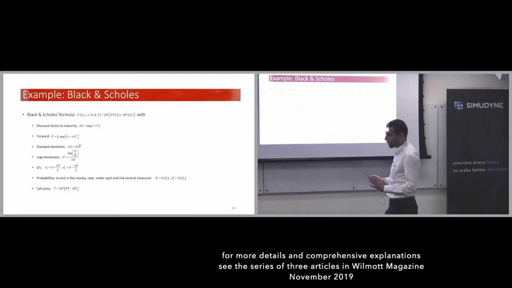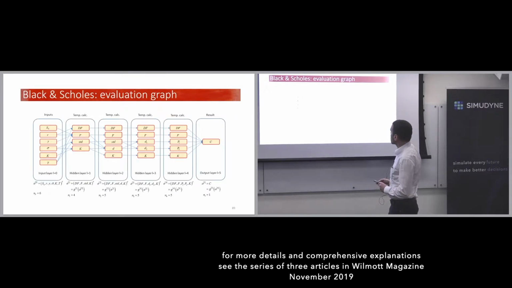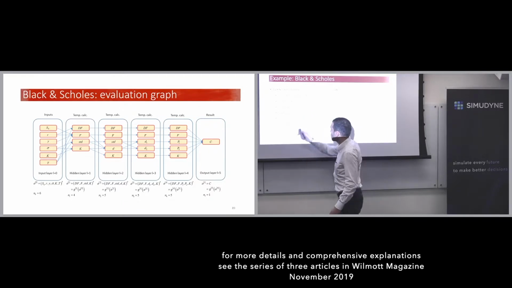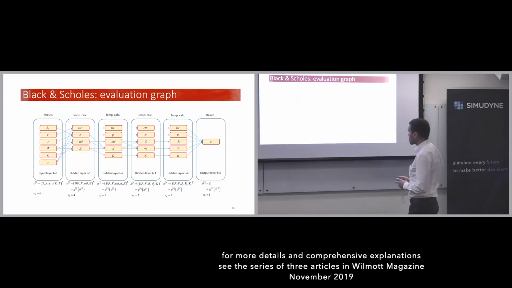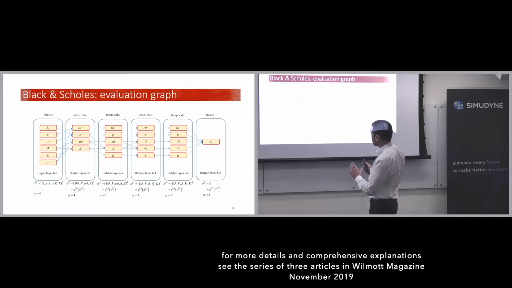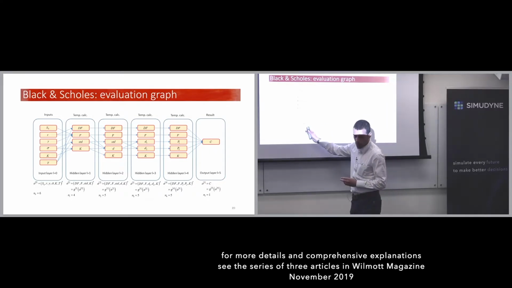Okay, it's Black-Scholes' formula. And here I am just translating these steps into an evaluation graph. So in order to apply backpropagation, I need to split my calculation into a number of layers where every layer is only a known function of a previous layer.